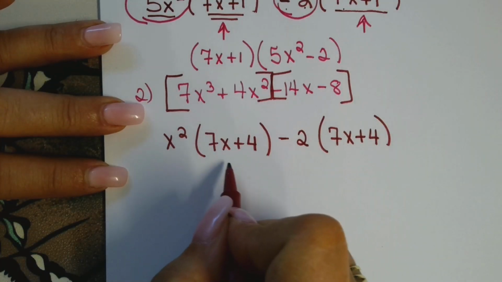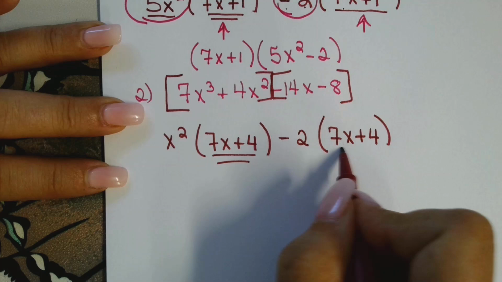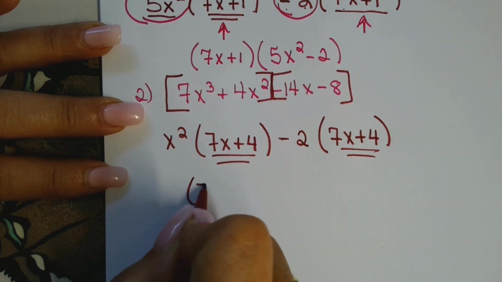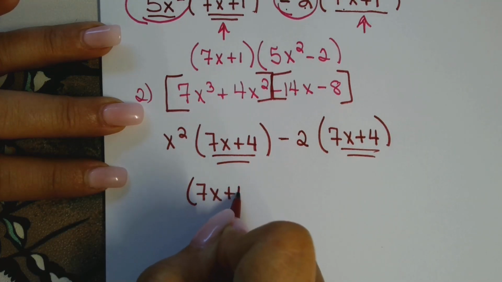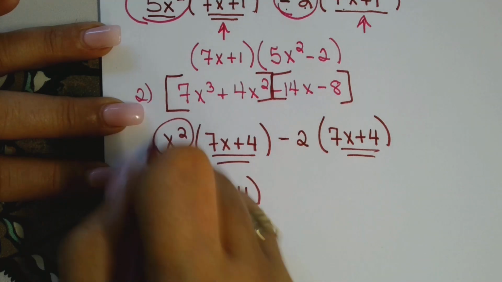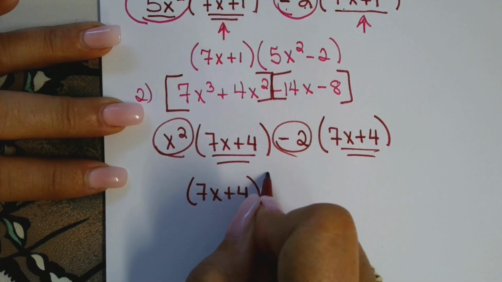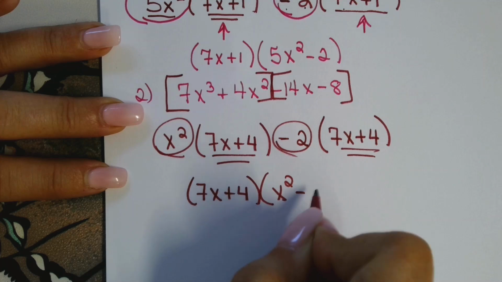And so our common binomial factor is this guy. So we write him here, 7x plus 4. And what is left over? x squared minus 2.